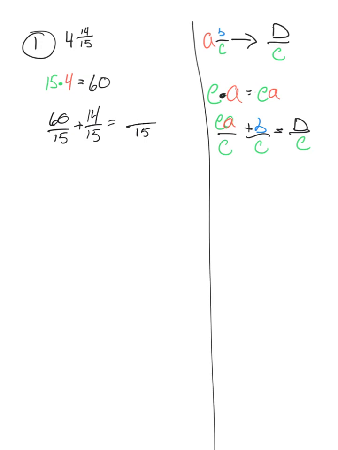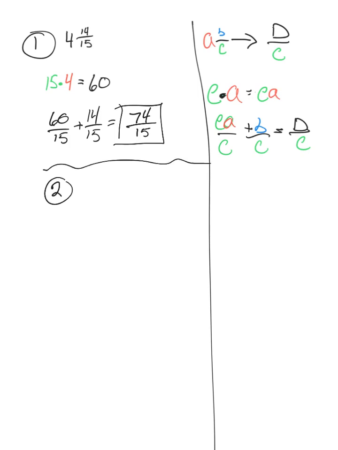What is 60 plus 14? It's 74. So we get 74 over 15. And now can 74 be divided by 3? 7 plus 4 is 11. No. Can it be divided by 5? No. So therefore this 74 over 15 is our final improper fraction.